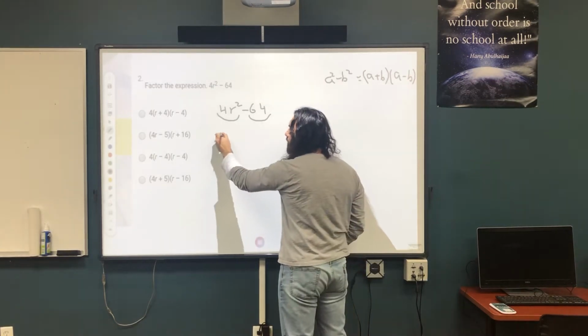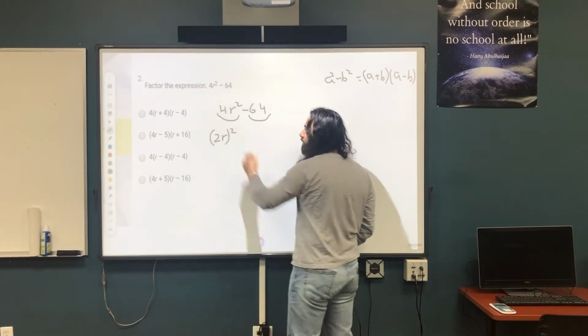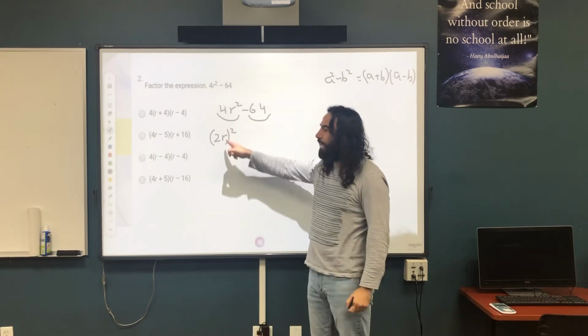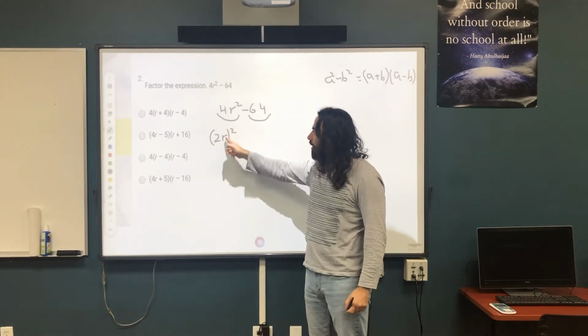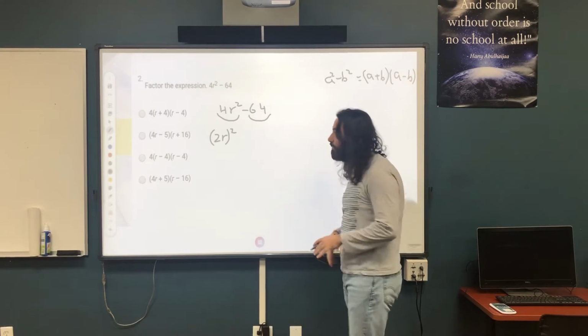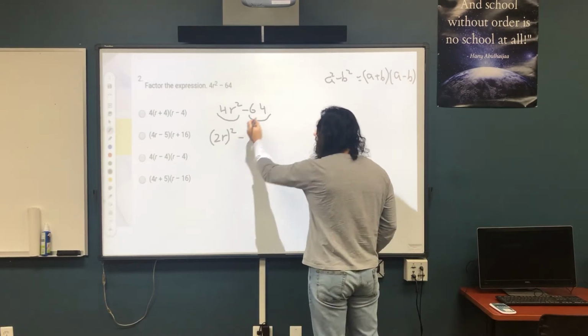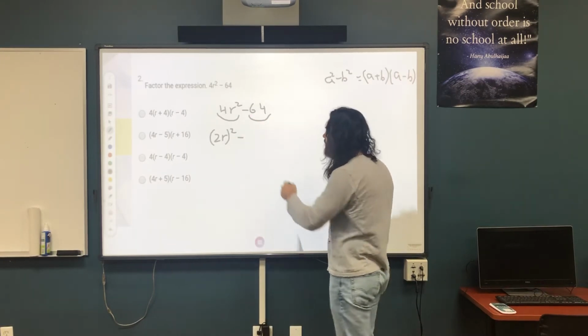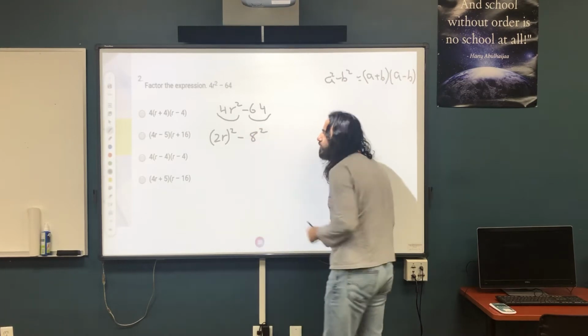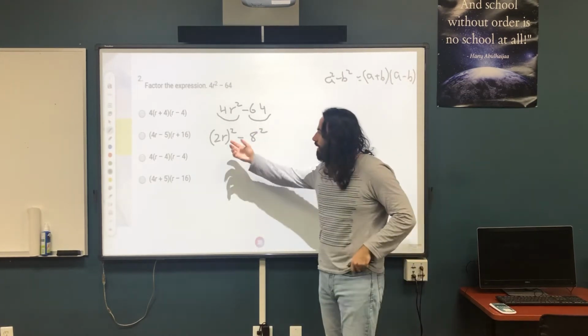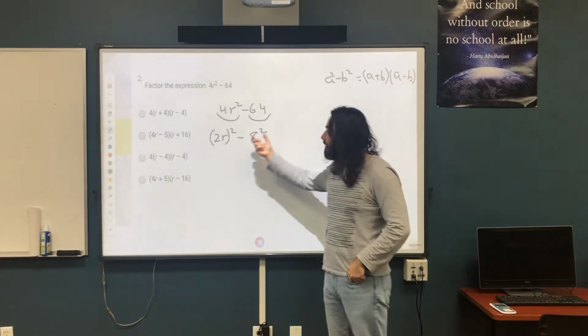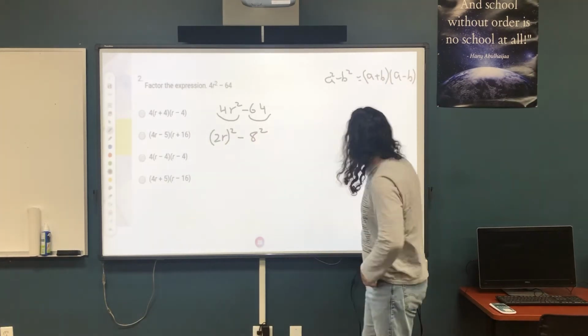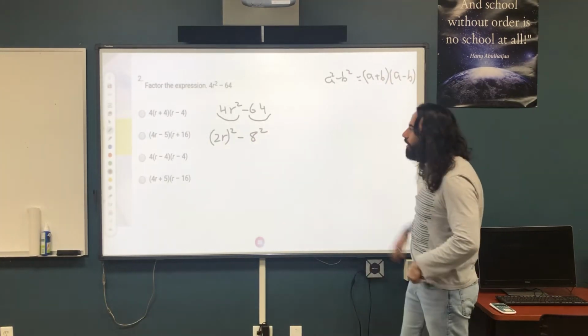So it's going to be 2r squared. So the first term is squared now. 2 squared is 4, and r squared is here. I didn't change the expression. Minus the 64. Which number do I square to get 64? It's the 8. So 8 squared. Now, as you can see, the first term is squared, and the second term is also squared. Now I can use the polynomial identity.